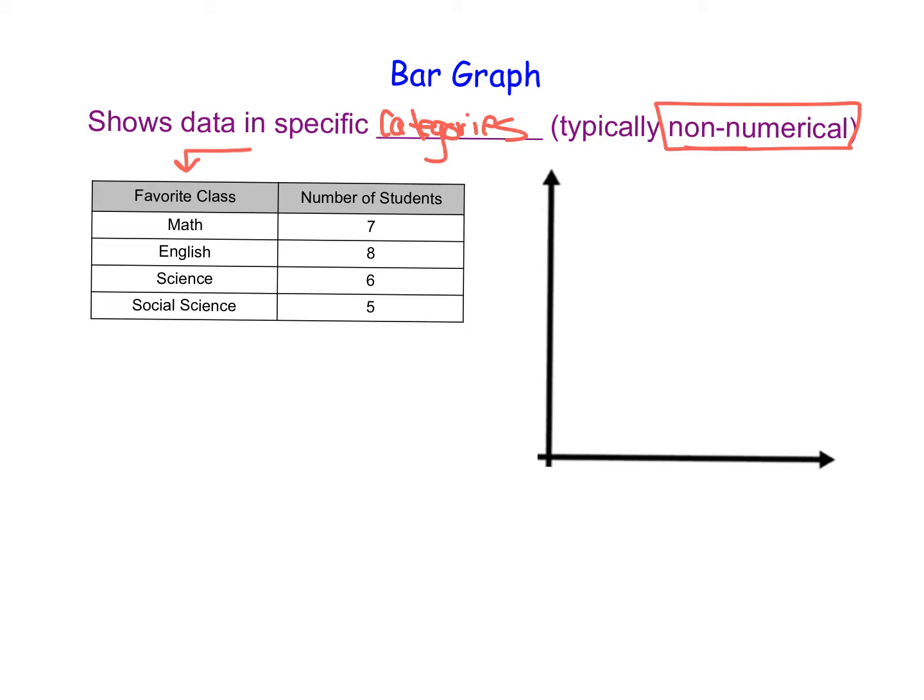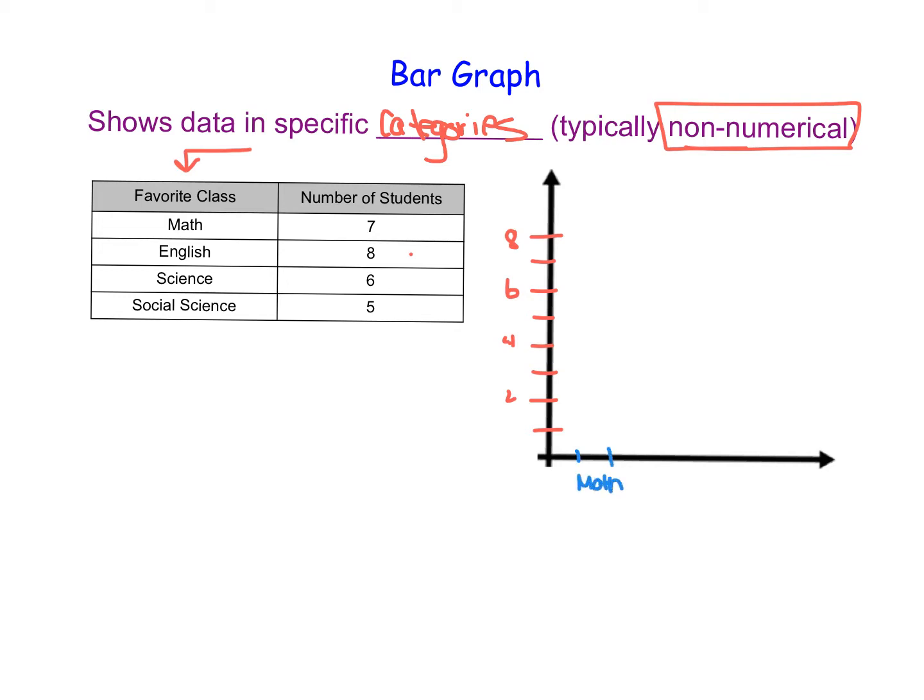So with a bar graph, you typically have on the y-axis your numbers. So we need this to go up to 8. So we have 1, 2, 3, 4, 5, 6, 7, 8. So we can label those every 1 or every 2, whatever works for you. And then from here, we just draw out each category and the data. So here we're going to have the math category.